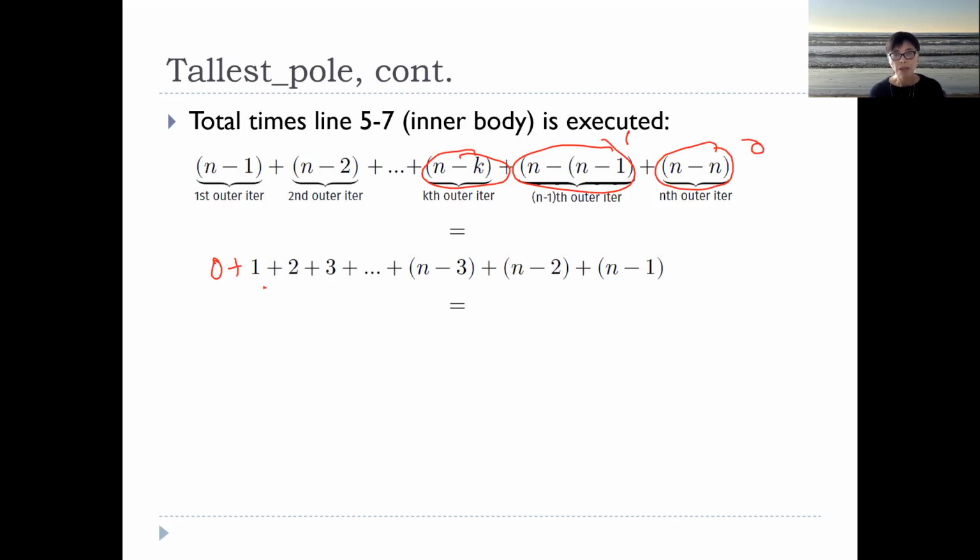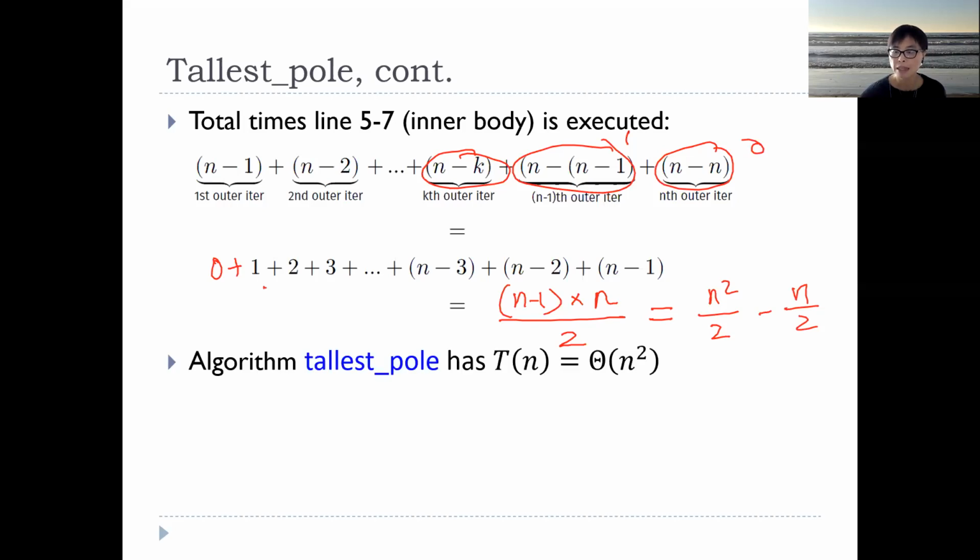What is the sum of this? Well, this is an arithmetic series. The sum is equal to n minus 1 times n divided by 2. And if I write this out, this is n squared over 2 minus n over 2. So this is our time complexity.